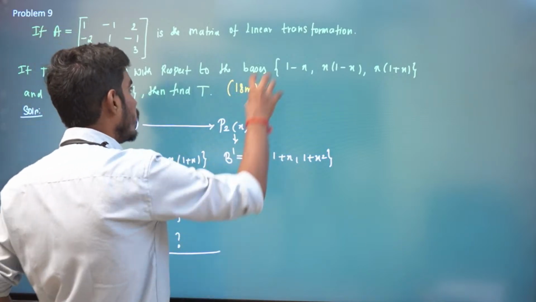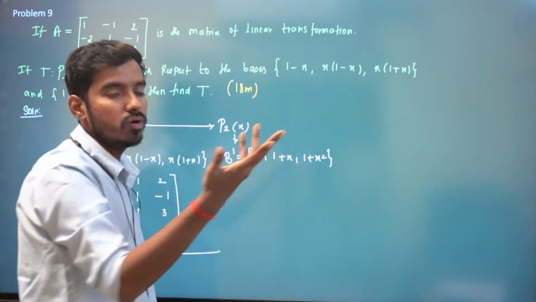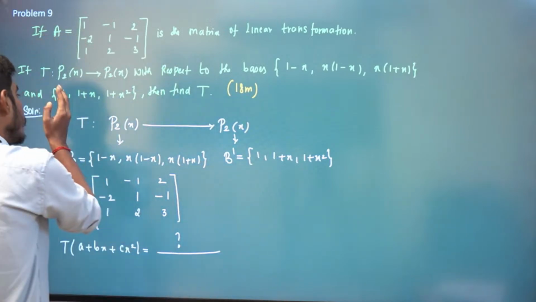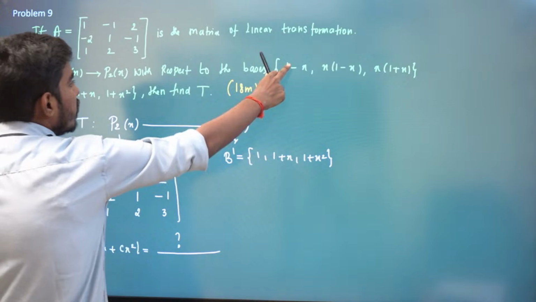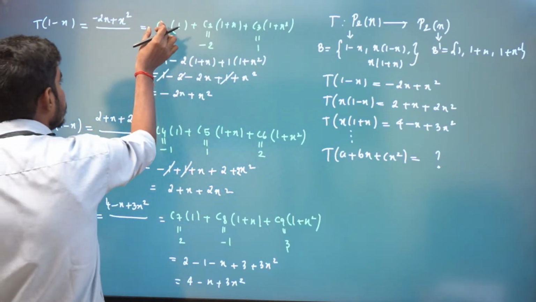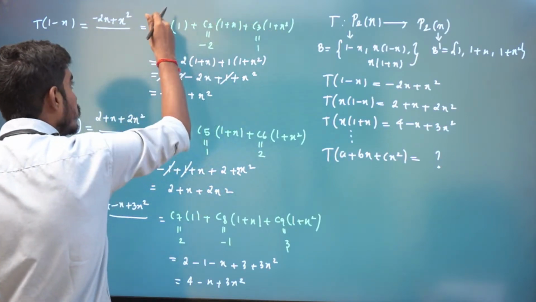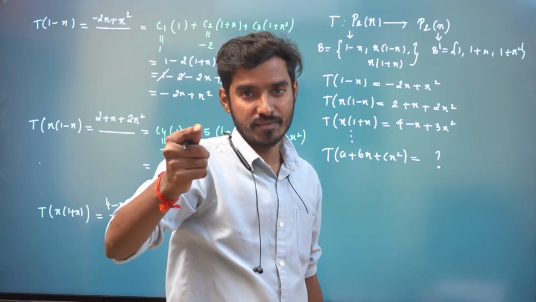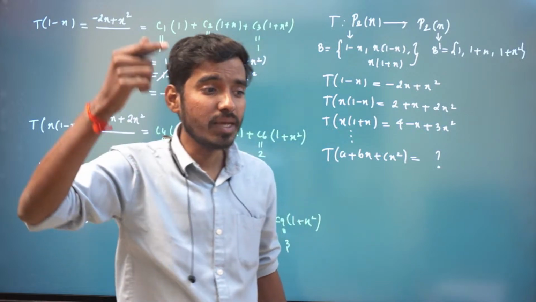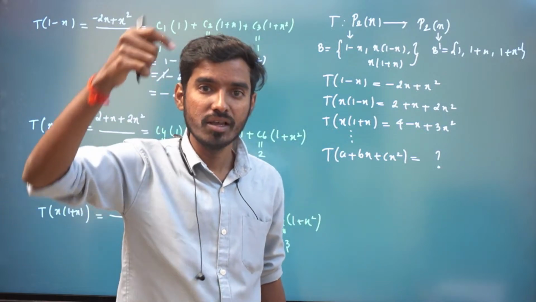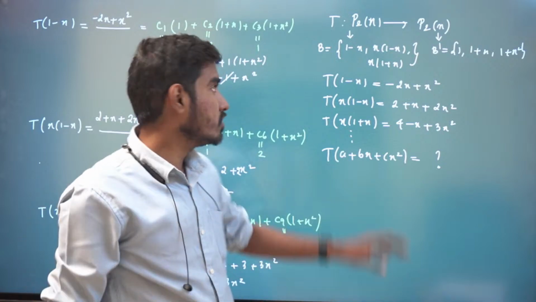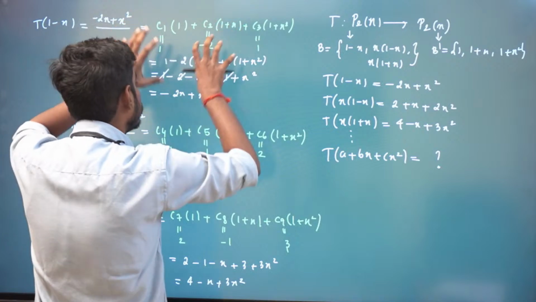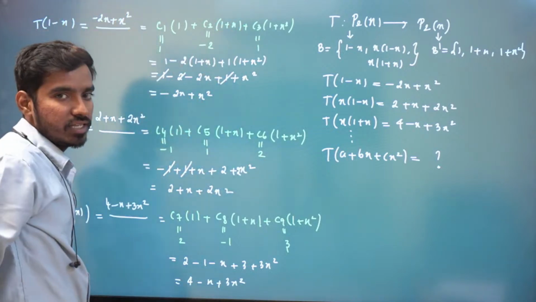That means this T of 1 minus x we don't know, but that T of 1 minus x can be written as a linear combination of basis vectors of the codomain space. We don't know C1, C2, C3, but we know the matrix of T with respect to the basis. In the first column we will be writing these unknowns C1, C2, C3 that we already know. So substitute those unknowns, and you get the output of minus 2x plus x square.